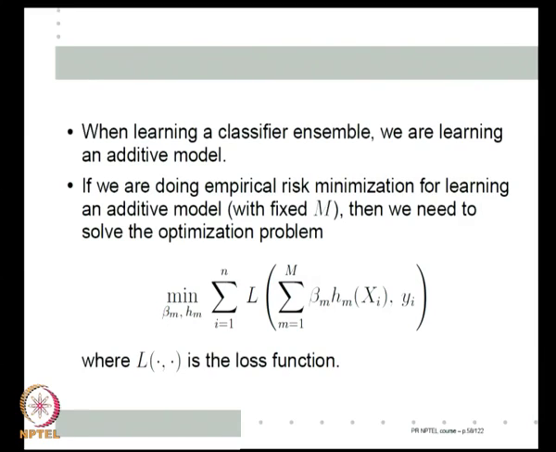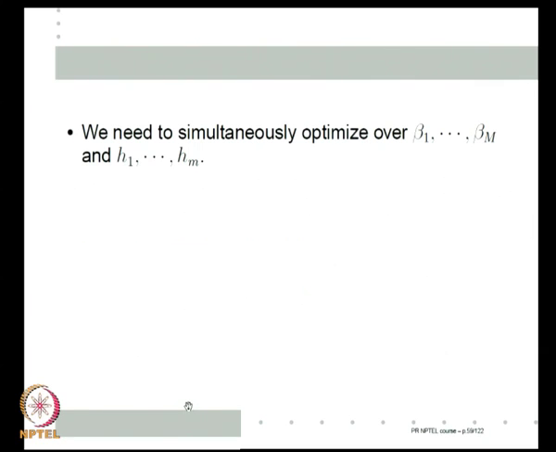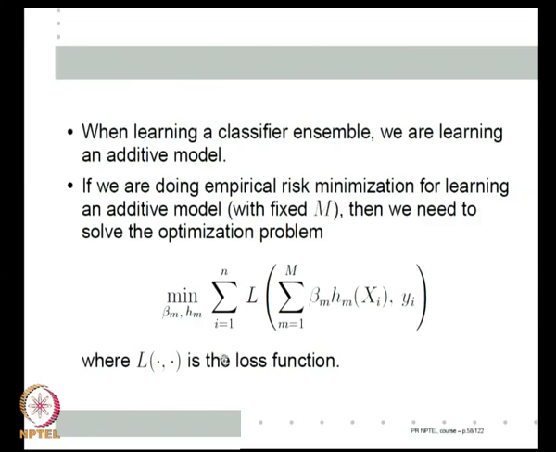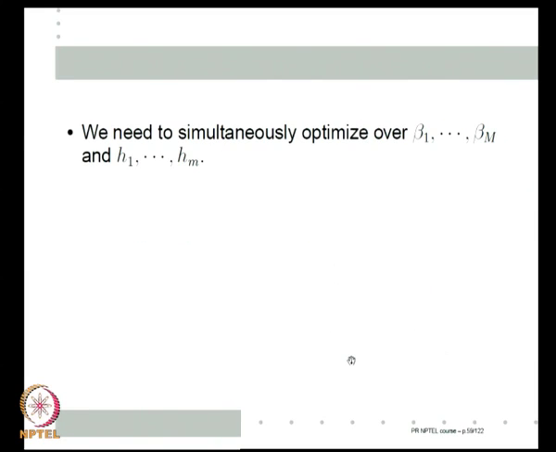In our particular case, L of h of x comma y is exponential of minus y h of x. So, it will be exponential of minus y i into the sum. That will be the empirical risk with respect to exponential loss, and that is what we want to minimize. Of course, this minimization is over beta m, h m for m equals 1 to capital M. We have to learn all of them: beta 1, beta 2, up to beta M, h 1, h 2, up to h M. So, we have to simultaneously optimize over beta 1 to beta M, h 1 to h M.